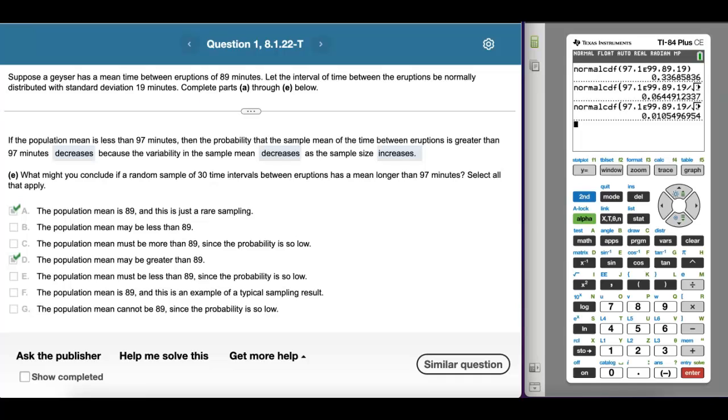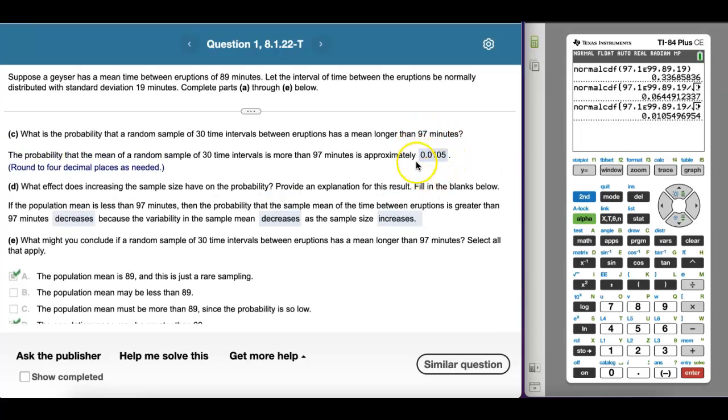And just for clarification, I'm picking the greater than or more statements here, or leaning towards those, because remember, in that sample we were looking for the mean to be more than 97, and the chance of that happening was just really low.